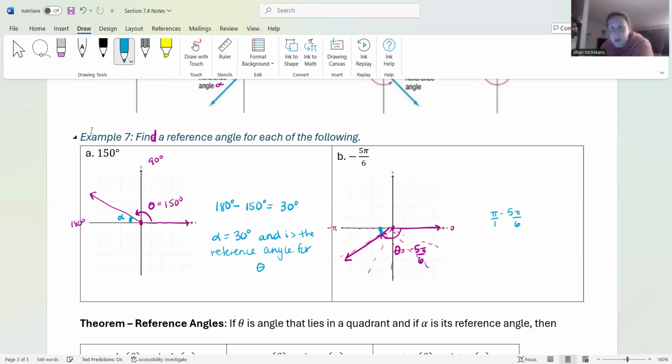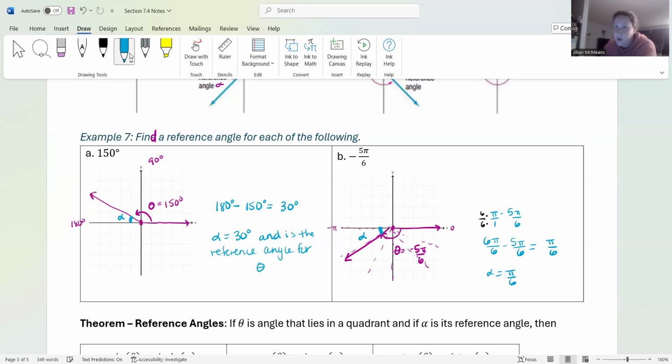Okay, so think of that pi as pi over 1. Okay, we need an LCD. So what would I multiply the 1 by to get 6? Well, I'd have to multiply it by 6. And if I multiply the bottom by 6, I have to multiply the top by 6. So this gives me 6 pi over 6 minus 5 pi over 6. So how much further would I need to go to get to the x-axis? Well, pi over 6. Okay, so we would say that alpha in this case is pi over 6.